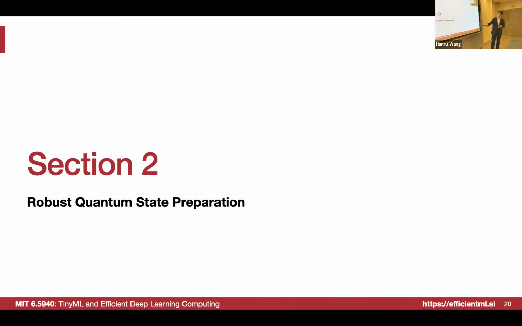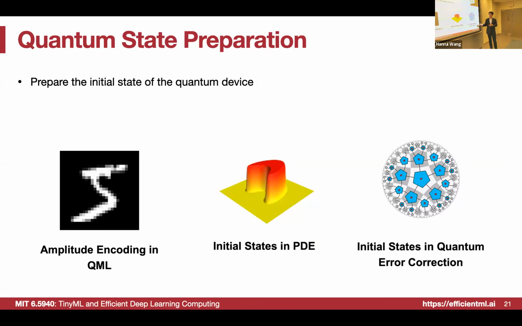The first step is to do some state preparation. That means you have a classical image, and how can you encode this image to the quantum state? Quantum state preparation is widely used, not only in quantum machine learning, say the amplitude encoding in QML, but also in other tasks, for example solving PDE equations. You also need to initialize the quantum state with the system's initial state. And for some error correction codes, for example color code or surface code, you also have a specialized structure for all the qubits' initial state.